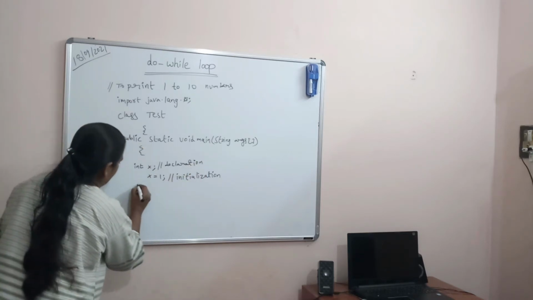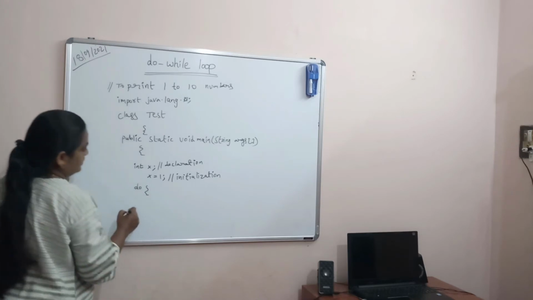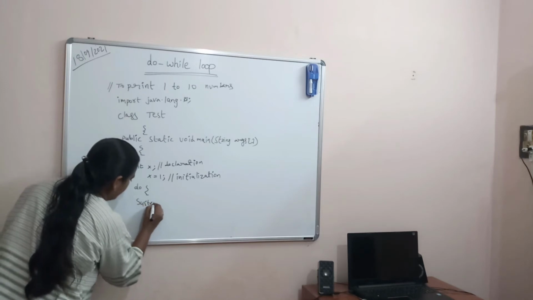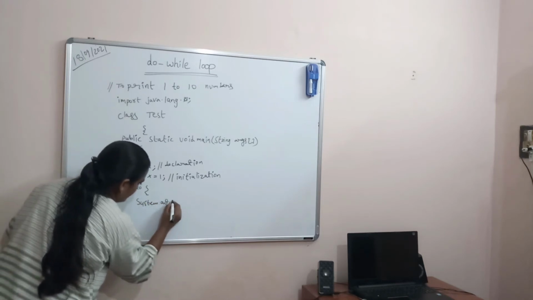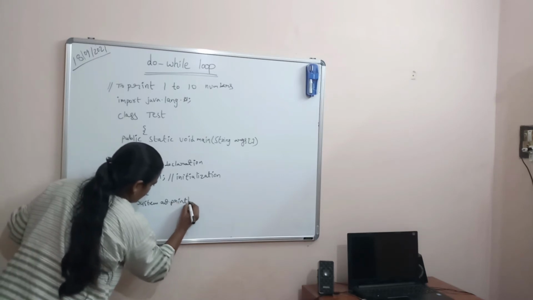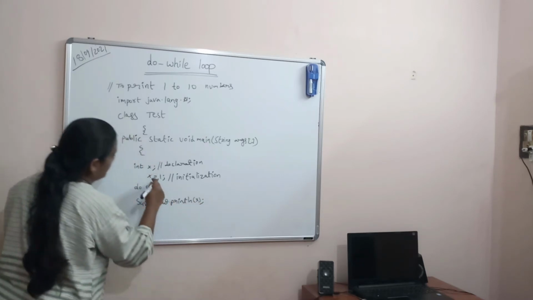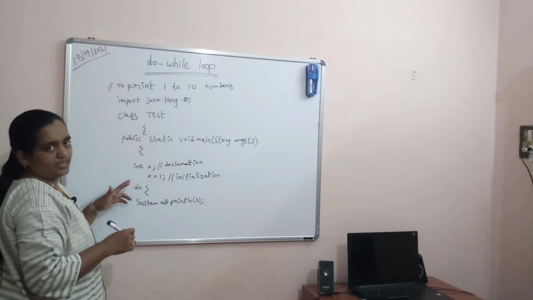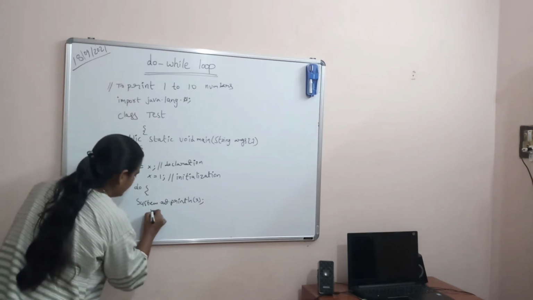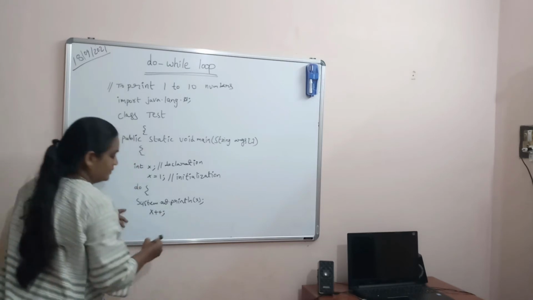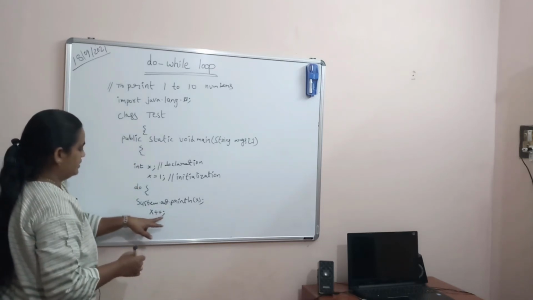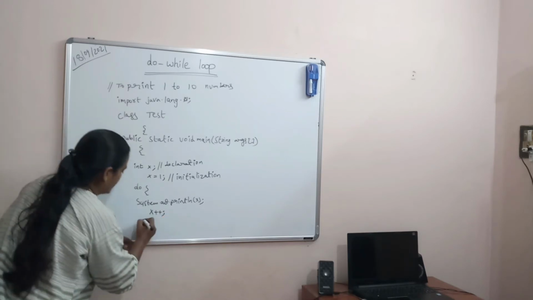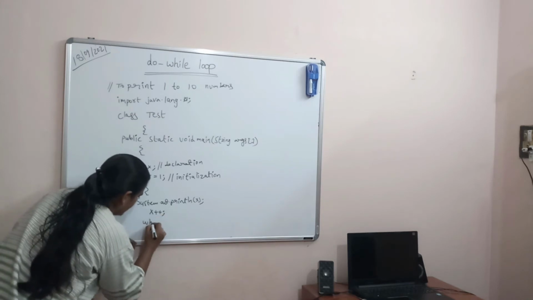I go for the do while loop. Do, open. First I would like to print 1. System.out.println of x. It prints 1 initially. Then to increment x, x is equal to x plus 1, with the help of the increment operator, x plus plus. In this line of code the x value is 1 only. Then coming to this line, its value increments.